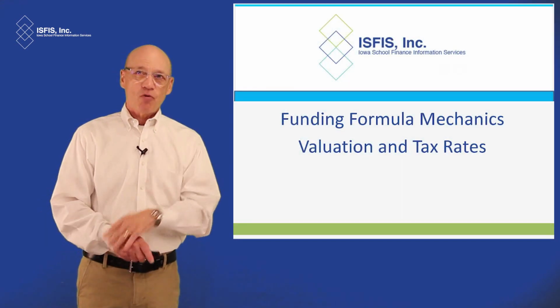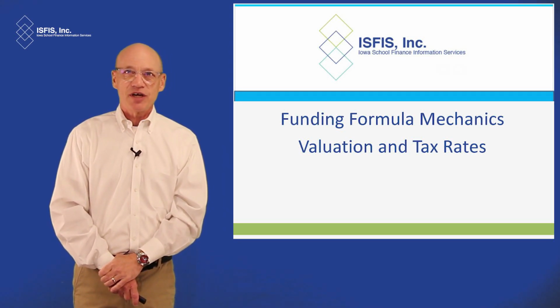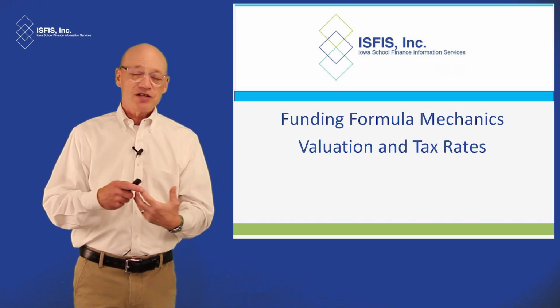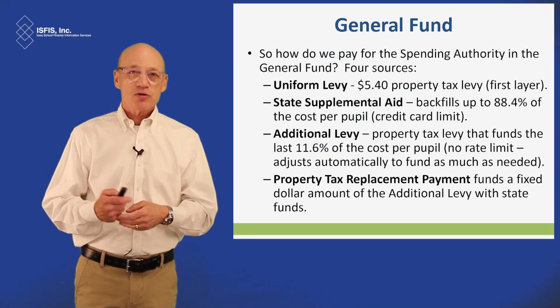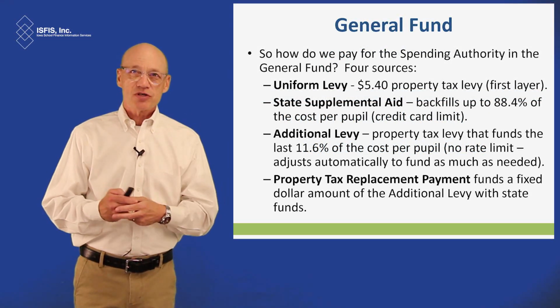Let's talk about some funding formula mechanics and valuations and tax rates. So if you've got a credit card, you've got to pay it off. How do you pay for spending authority in the general fund? There are 4 sources. 2 are property taxes and 2 are state aid.